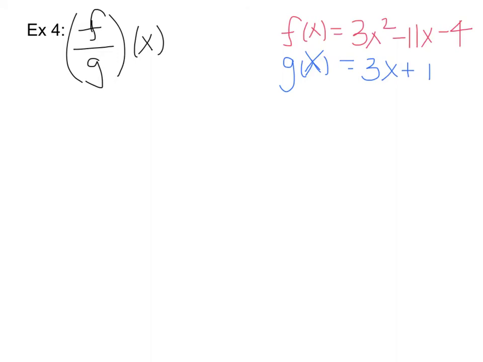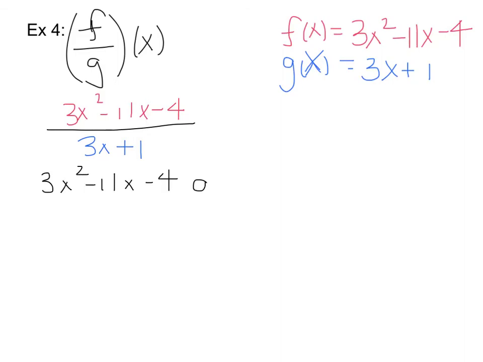Now let's look at dividing two functions, and I'm going to use the exact same functions from example 3. So I take f, which is 3x squared minus 11x minus 4, and I put it on top of 3x plus 1. In this problem you need to try to factor what has been given to you. To factor 3x squared minus 11x minus 4, you ask yourself what multiplies to negative 12 and adds to negative 11. Negative 12 times positive 1 gives me negative 12. Negative 12 plus 1 gives me negative 11.